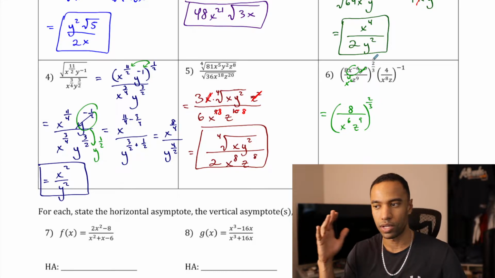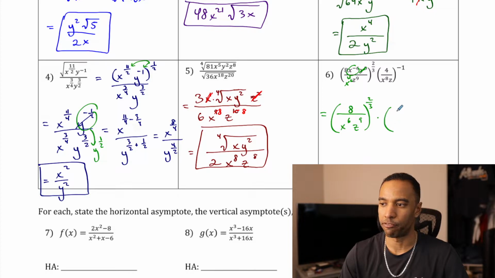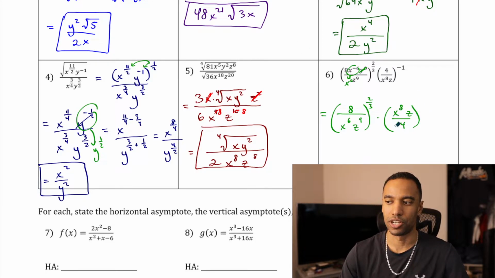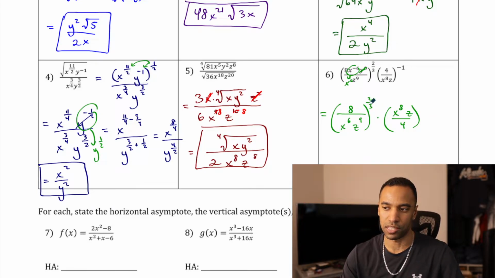Y to the 0 was 1. It's gone. Over here, I can turn this to the positive first power by flipping this into x to the 8th z divided by 4, like that. To the first power just means just this thing right here. So once I get this thing out of its parentheses, I'm going to convert it to a radical. All this kind of stuff here that I'm really taking care of.